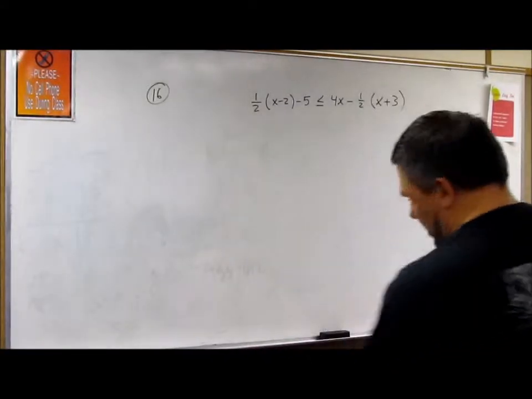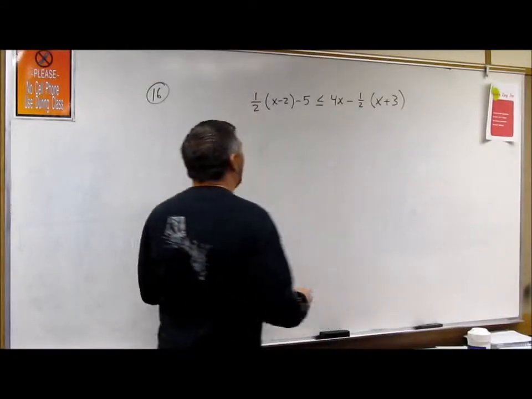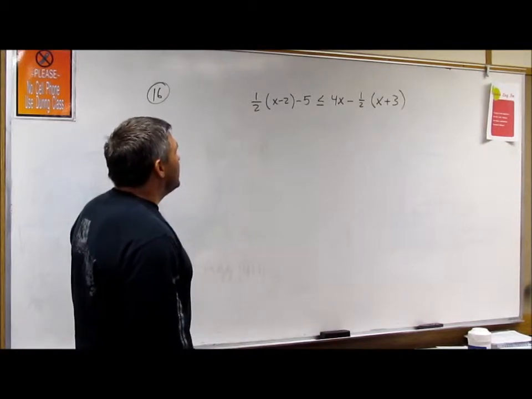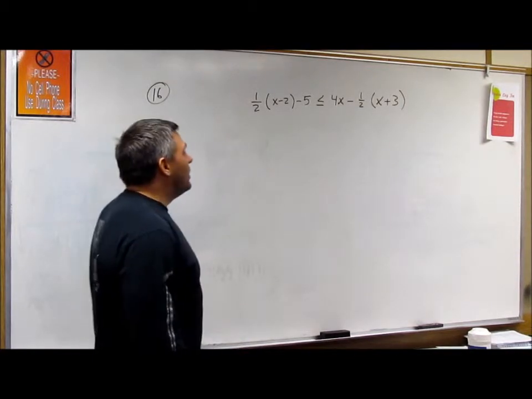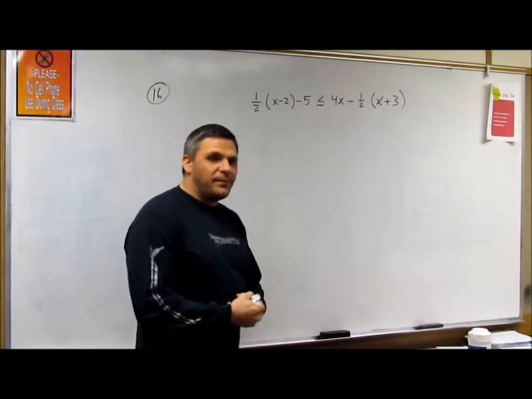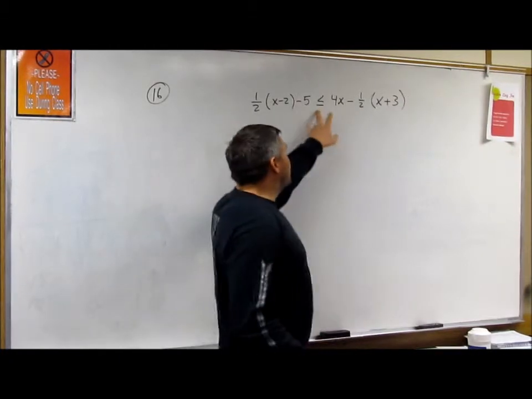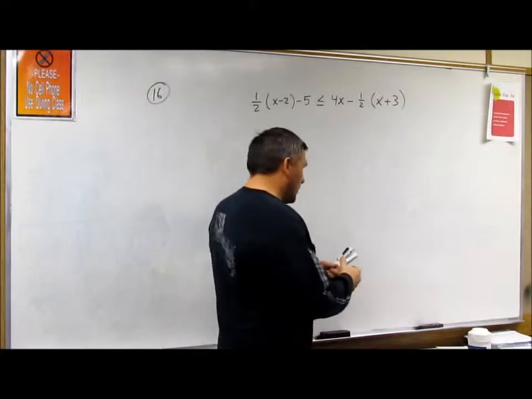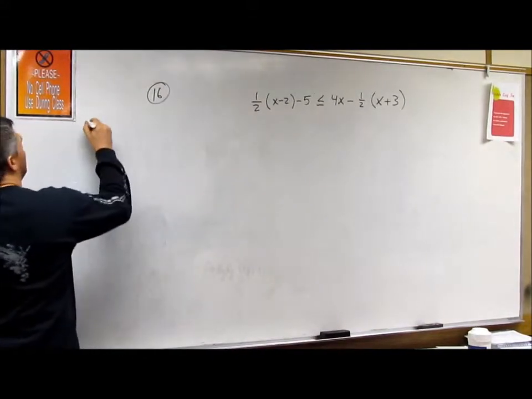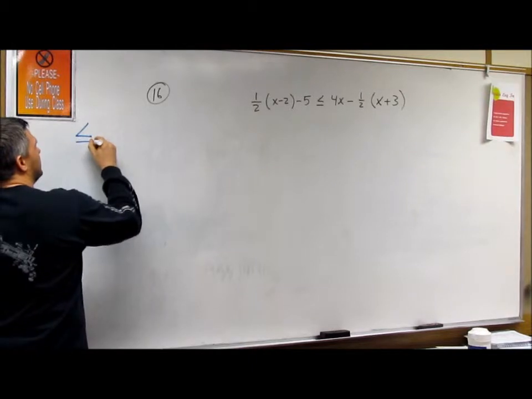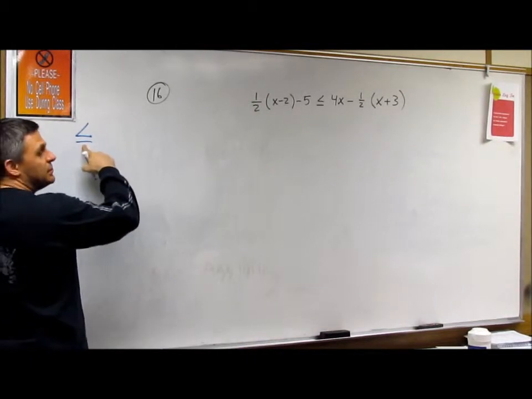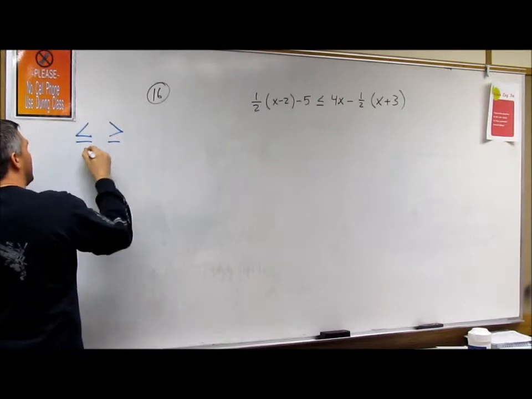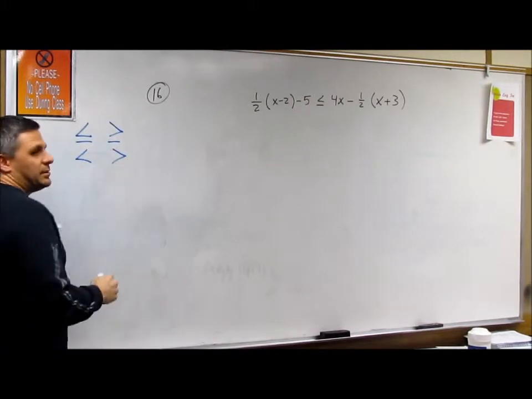Okay, problem number 16, chapter 2. This is a fractions problem, and we're going to go through it and solve it. It's an inequality. As you can see here, it's a less than sign. There are some things you need to know: less than or equal to, greater than or equal to, and then there's less than, and then there's greater than.